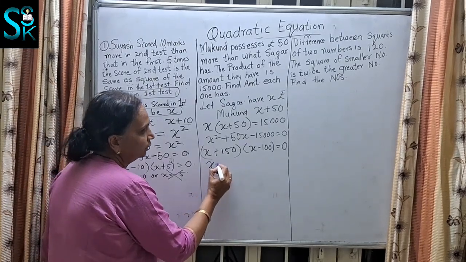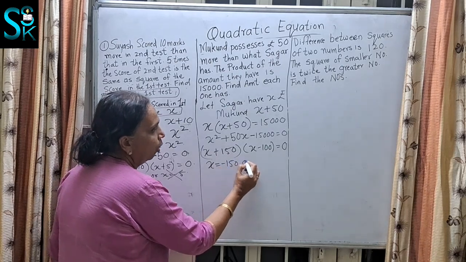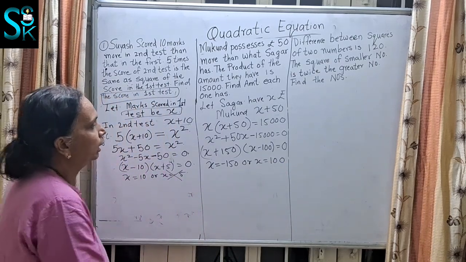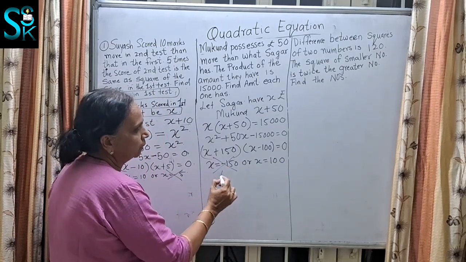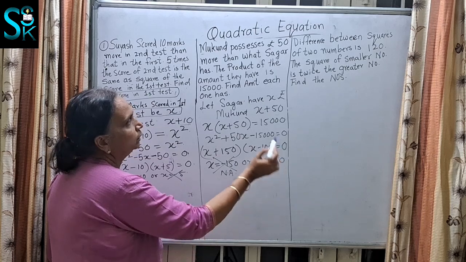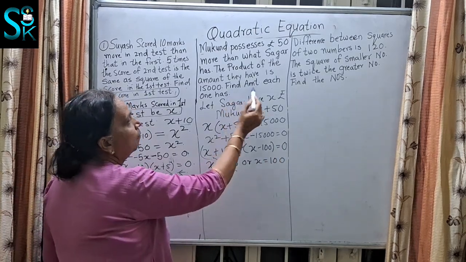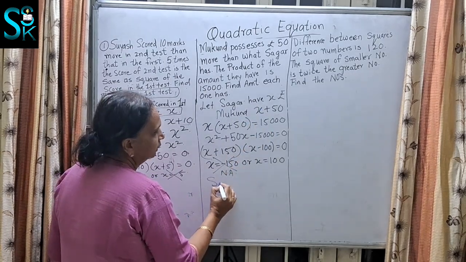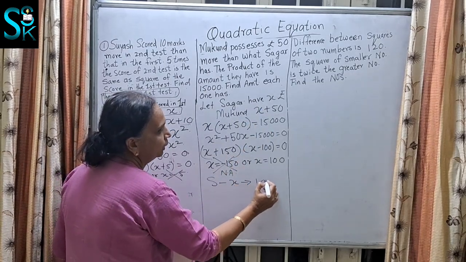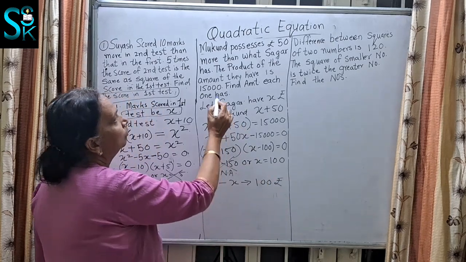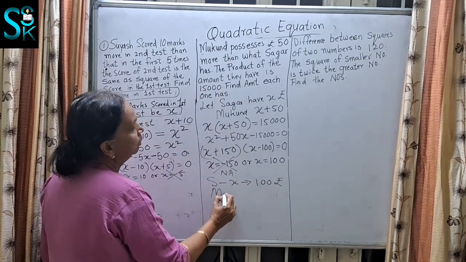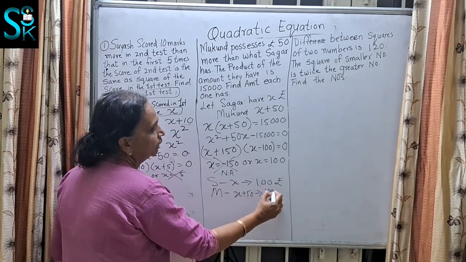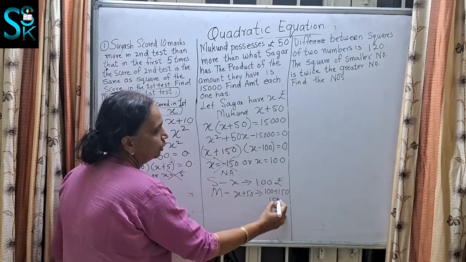So you are going to get x is equal to minus 150 or x is equal to 100. Okay, so the amount cannot be negative, so this is not acceptable. So x is equal to 100. So find the amount each one has. So Sagar has x, that is 100 rupees, whereas the other one, Mukund, is x plus 50, so he is having 100 plus 50, that is 150 rupees.